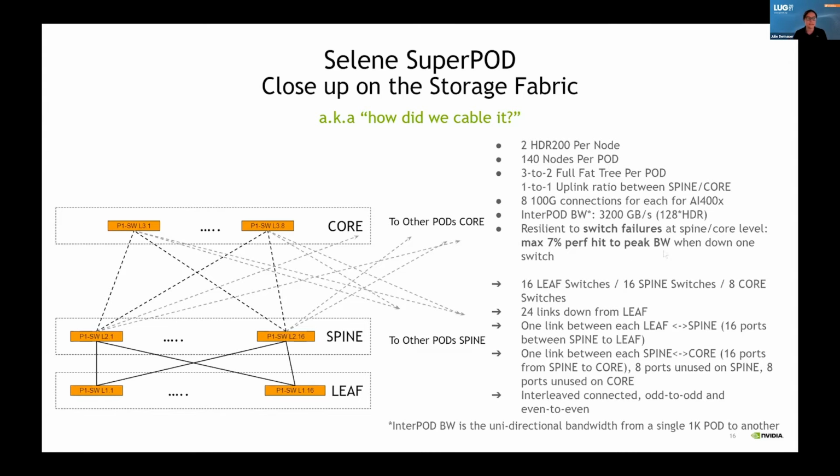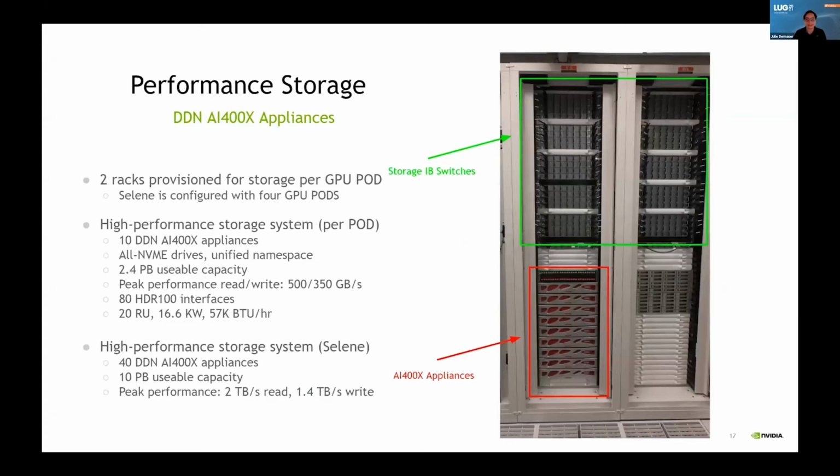The way it's designed is to be resilient to switch failure at the spine and core level so that we don't have more than a 10% performance hit to the peak bandwidth. So all of this was designed so that at any point in time, we could keep a level of operation that would maintain performance for the storage. I'm going to give the mic to Prethvi, and he's going to describe to you what's inside the racks for storage.